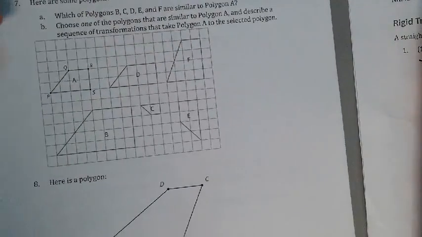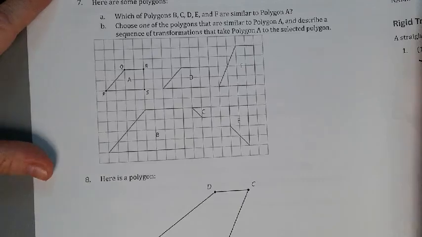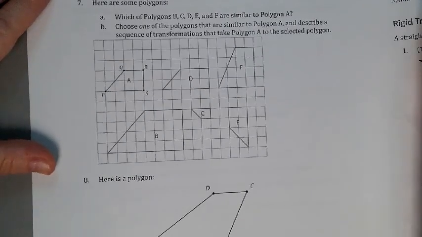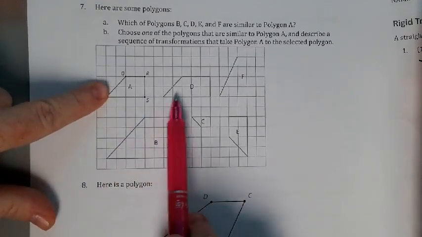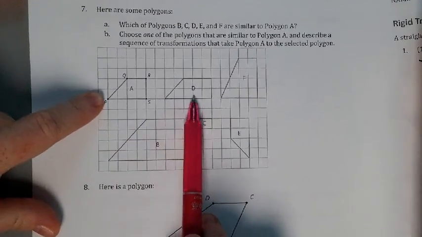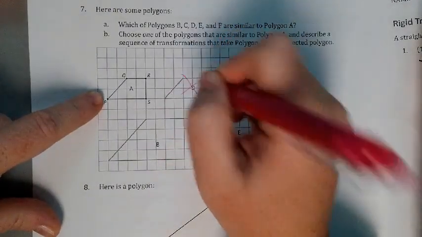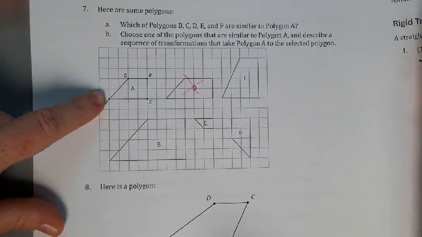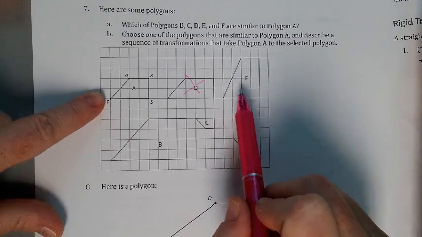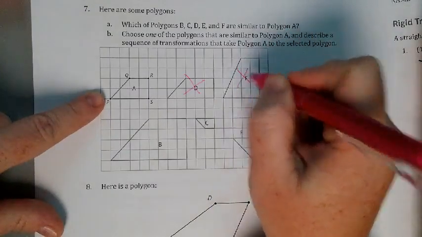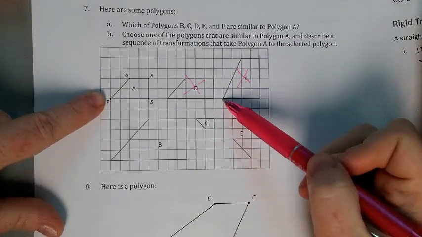Last one. Which of the polygons B, C, D, E, and F are similar to polygon A? So here's A. So D, some have said D was, but they're not, because then you wrote D was stretched. You cannot be stretched to be similar. You have to grow the same amount in every direction. F, the same thing happens. F stretched up. So it does not work. It doesn't even have the same slope, actually, because it should go through here.